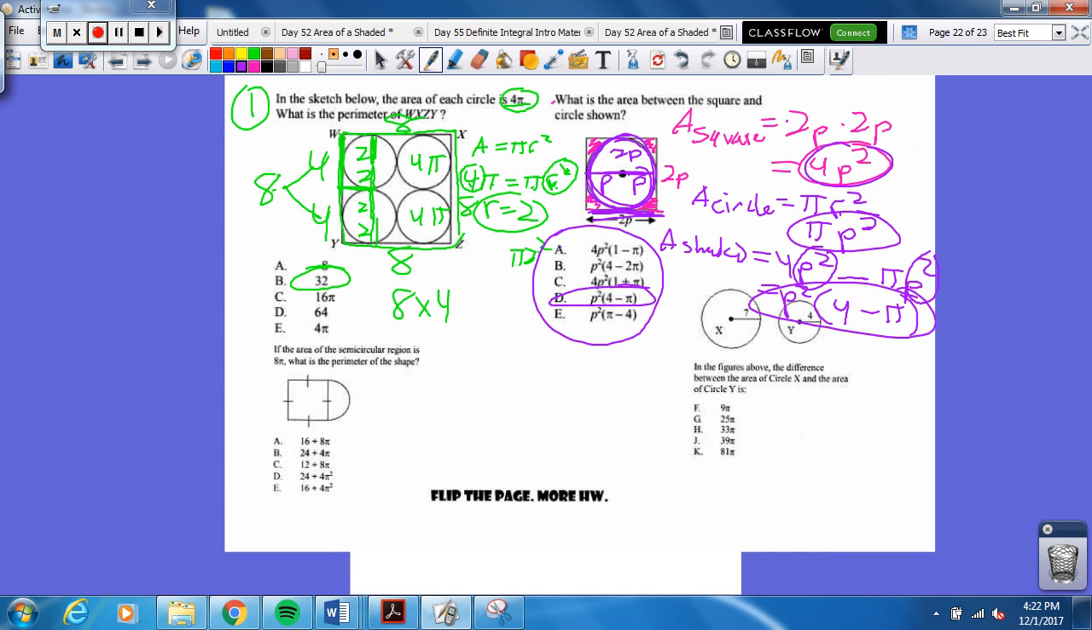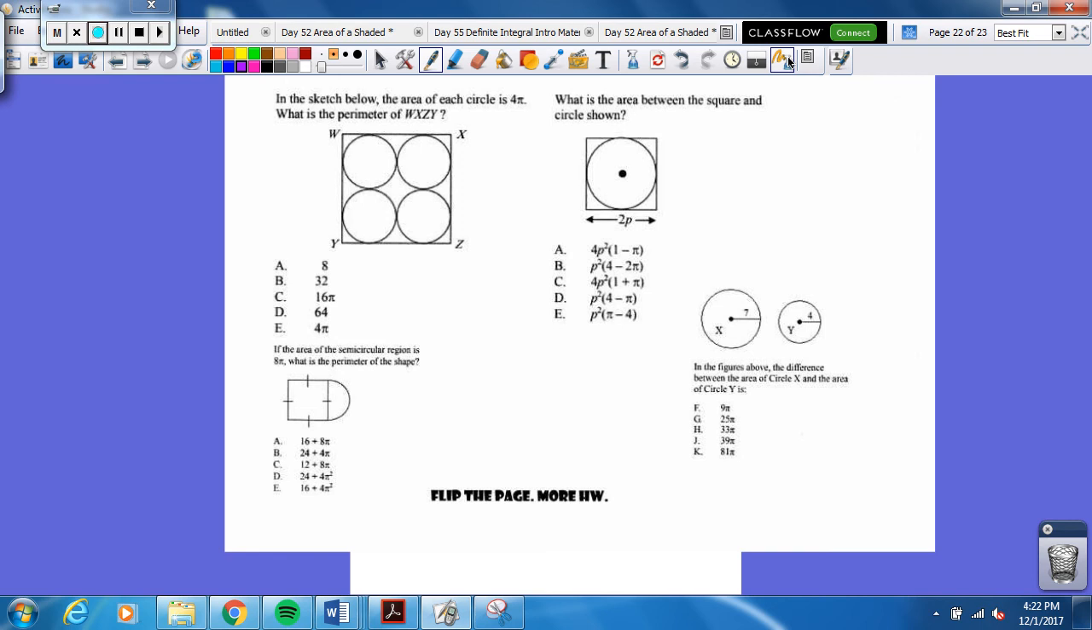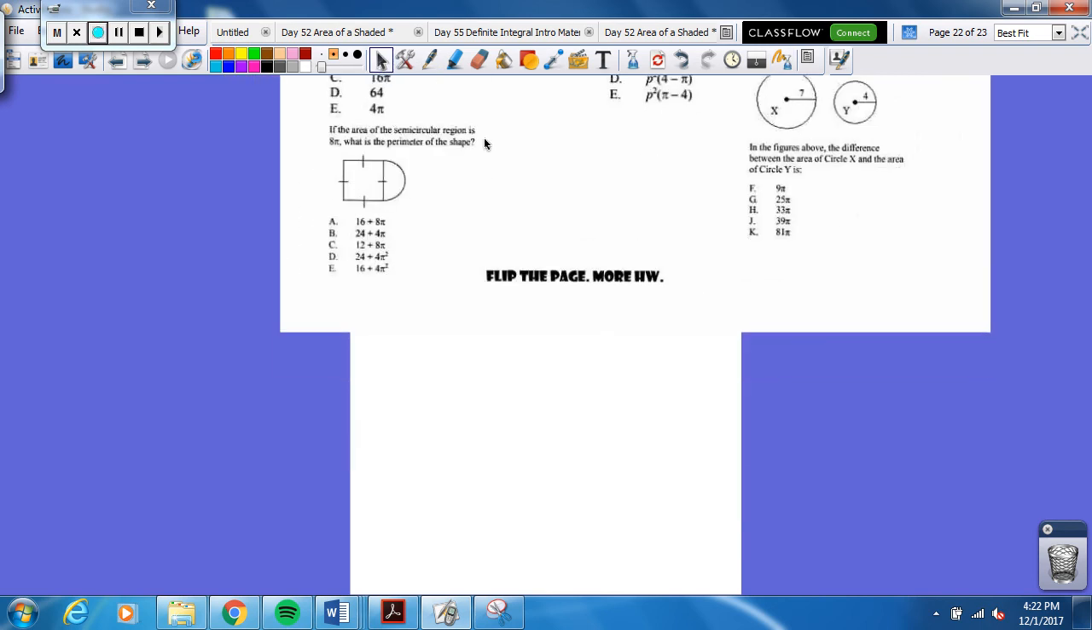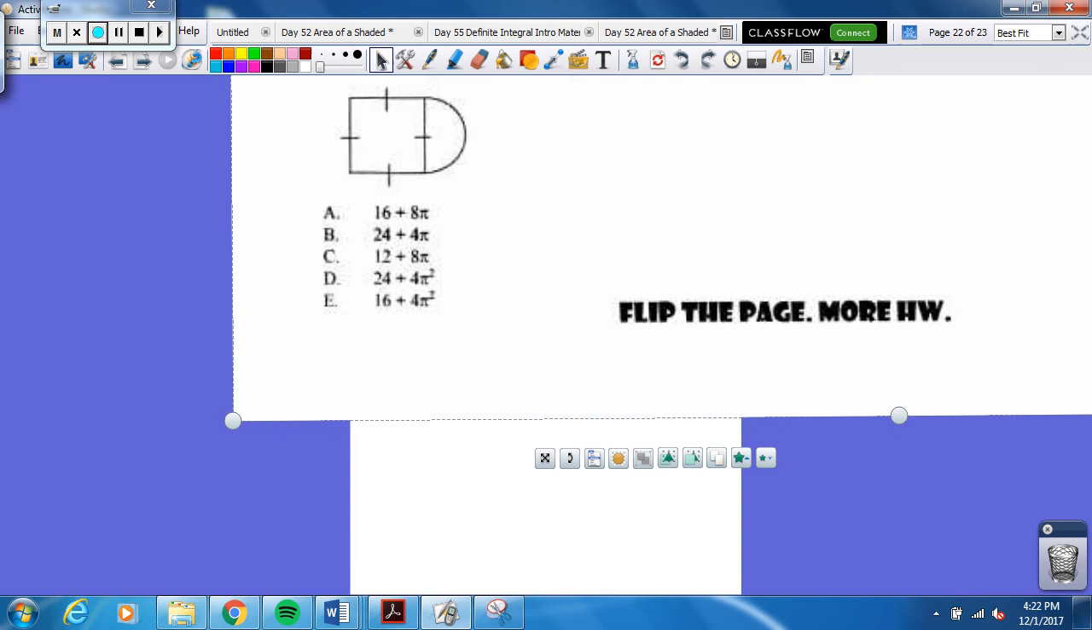Do it up. There you go. Got it. Okay, let's do the last two. Here's the hardest one right here. Let's try it. Let's make it a little bigger.